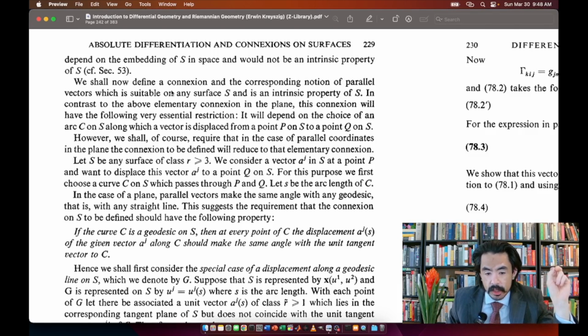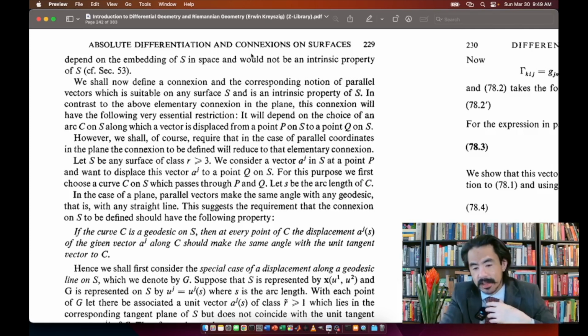We shall now define a connection and the corresponding notion of parallel vectors, which is suitable on any surface S and is an intrinsic property of S. In contrast to the above elementary connection in the plane, this connection will have the following very essential restriction. It will depend on the choice of an arc capital C on S, along which a vector is displaced from a point P on S to a point Q on S. However, we shall of course require that in the case of parallel coordinates in the plane, the connection to be defined will reduce to that elementary connection.